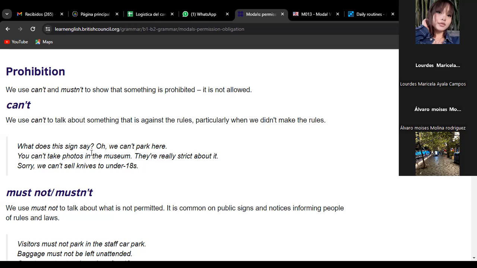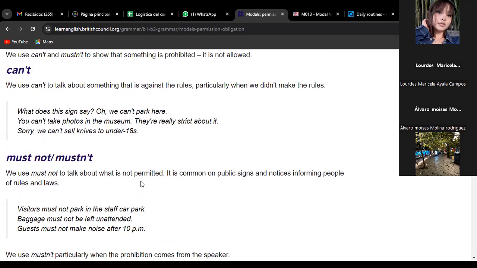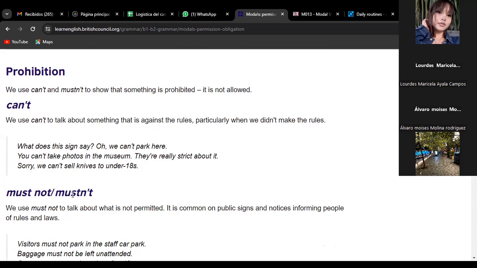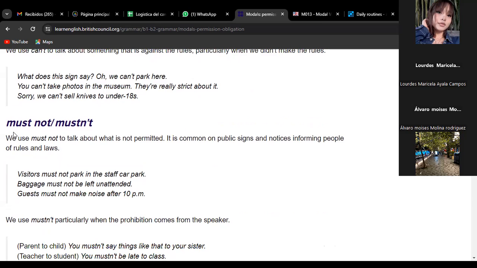Okay, what does this sign say? Oh, we can't park here. You can't take photos in the museum. They're really strict about it. Sorry, we can't sell knives to under 18. Okay, so can't, prohibition. Y también tenemos must not.